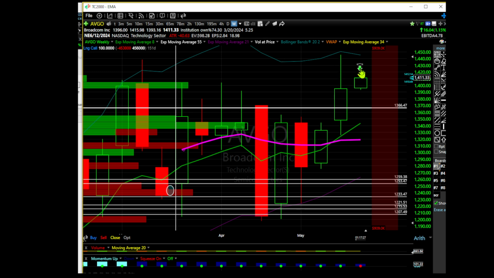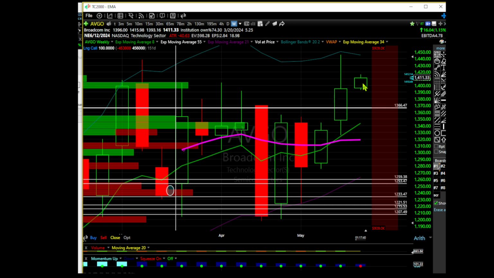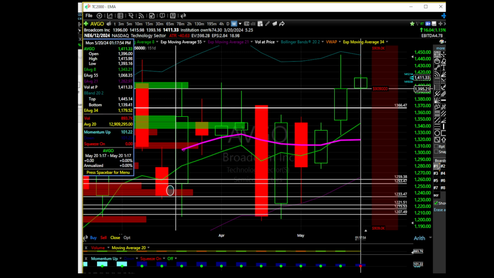So let's just pretend we finish here. Well, ultimately for me, I may want to get in a little bit earlier than the inside candle break, or I may want to get in a little bit later after the inside candle break, depending upon the volume profile. So the high on this one is 1415.98. That's the high of this candle. Well, I don't want to get in at 1415.99. I want it to actually break 1416. So if it gets over 1416, then I'd be willing to get in it.